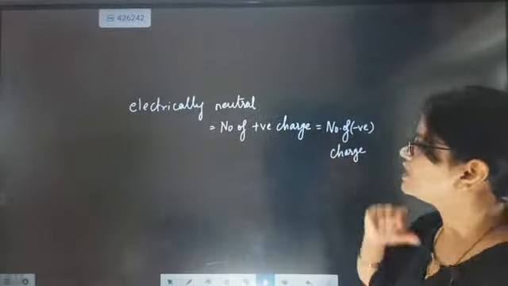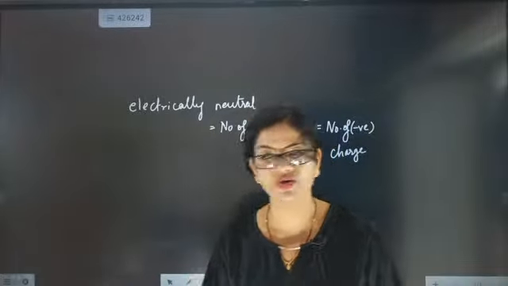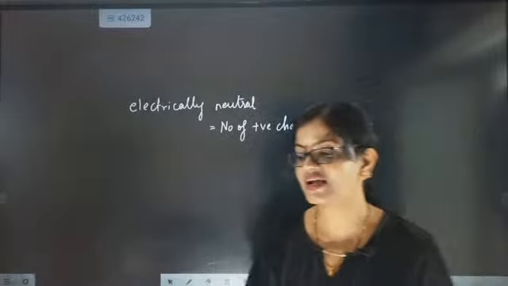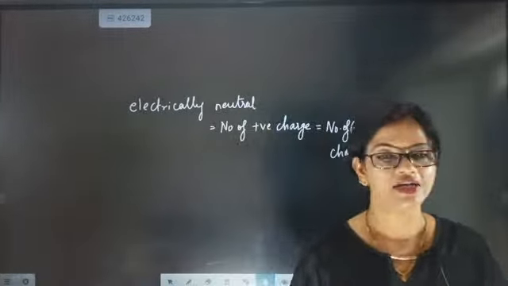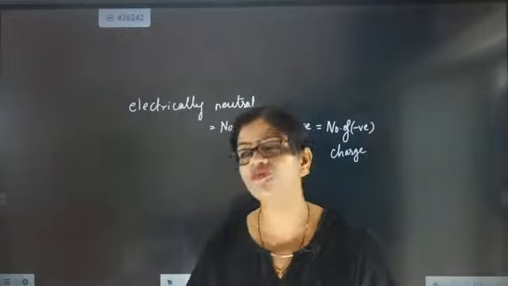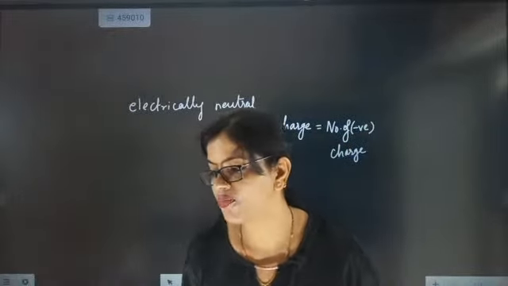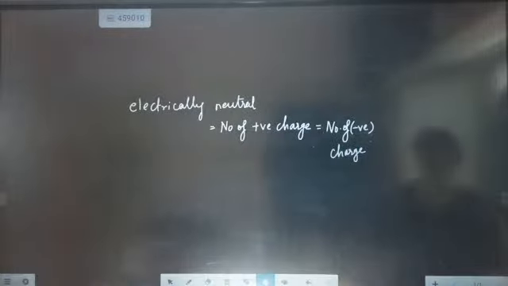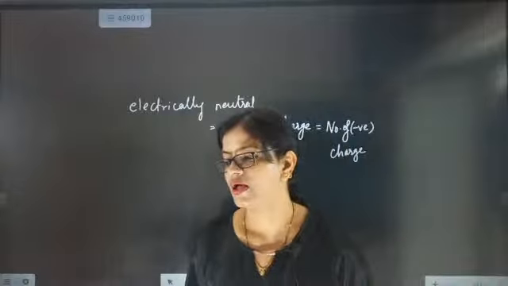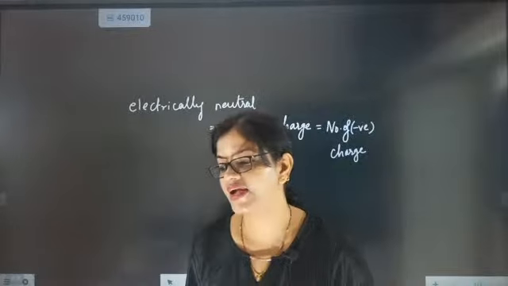So we concluded another important point: every atom is electrically neutral. I want everyone to type this or note it down. What does that mean? The number of positive charges is exactly equal to the number of negative charges. I hope you have understood this point. Understood? The number of positive charges is exactly equal to what? The number of negative charges.